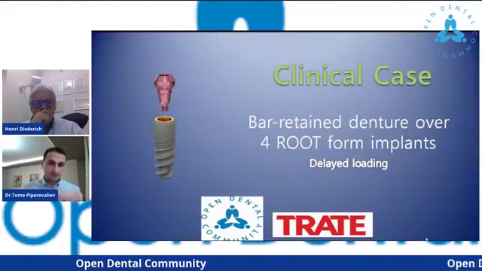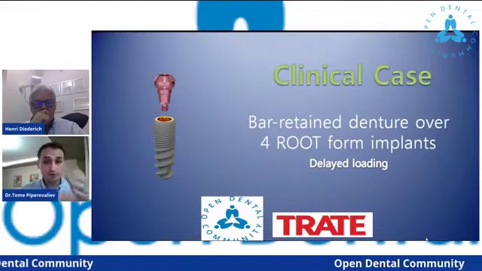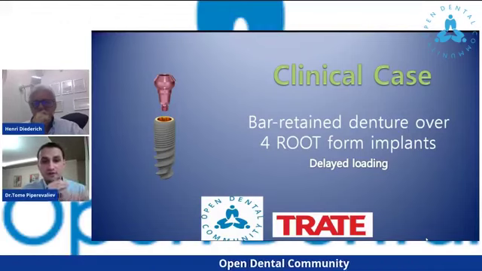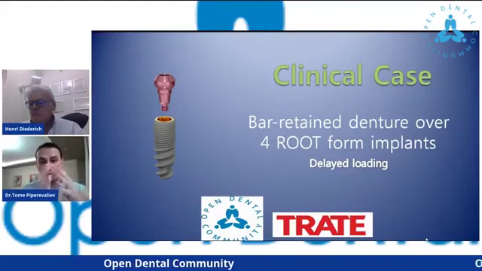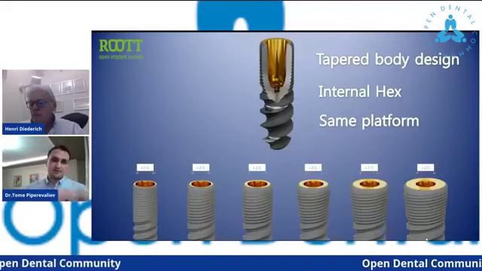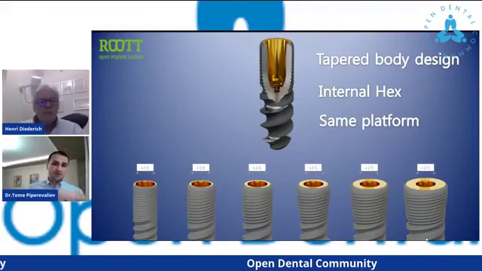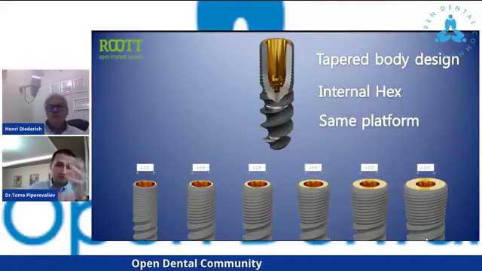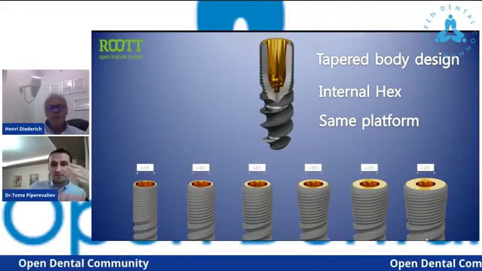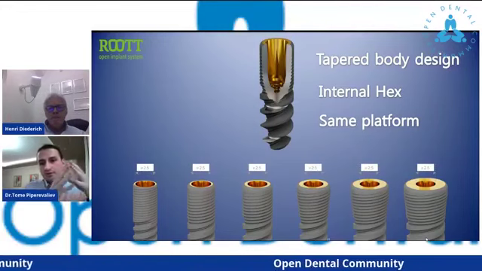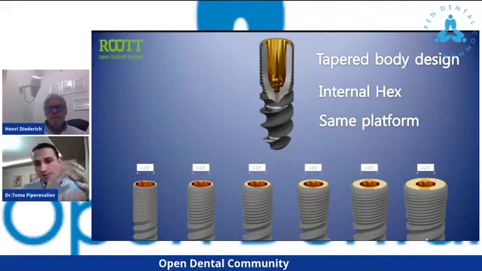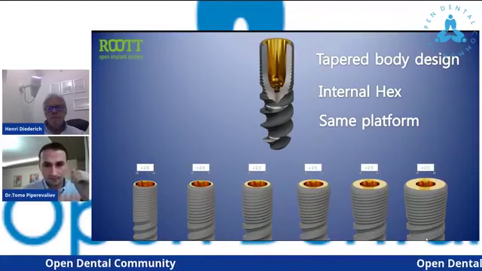The next case is a bar-retained denture over 4 root form implants that are delayedly loaded after 4 months. Root form implants are tapered body design implants with internal conical connection and internal hex, and they have the same platform no matter which diameter of the implant we are going to use.